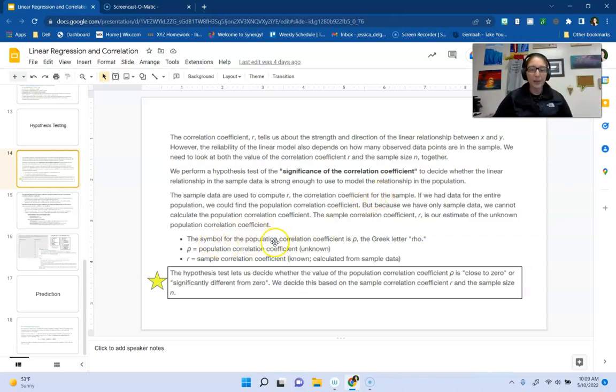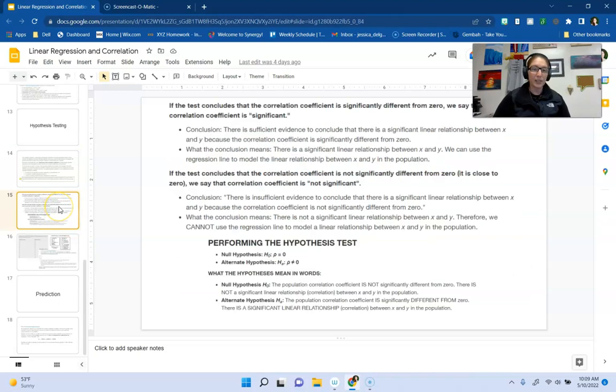All right, there's a population correlation coefficient. We call it rho, spelled RHO, pronounced rho. So rho is the population coefficient, unknown. R is the sample correlation coefficient. We know it, we get it from our calculator. Okay. This hypothesis test lets us decide whether the value of the population coefficient rho is close to 0 or significantly different from 0. And we're going to decide this based on the coefficient of correlation R and the sample size.